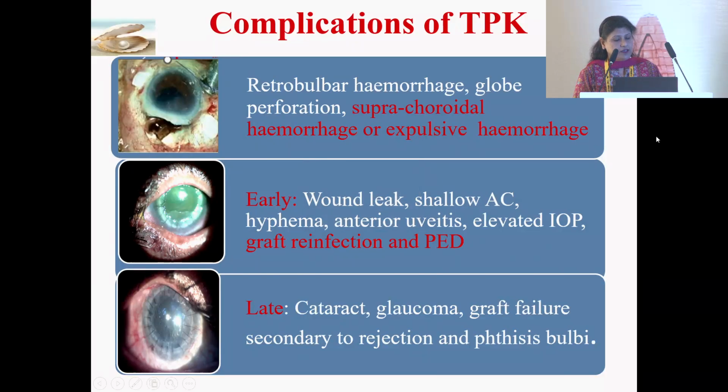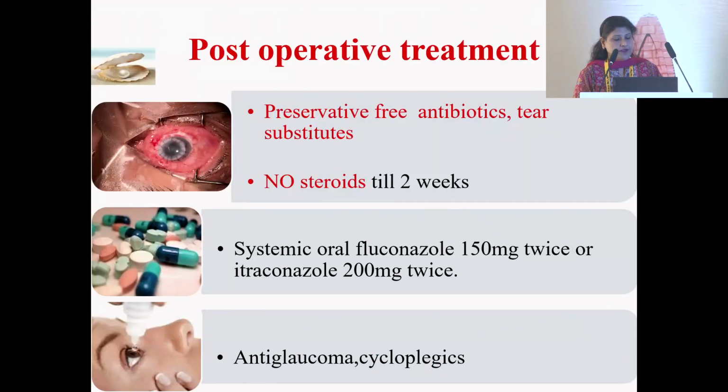In the early postoperative period, there can be wound leakage, shallow anterior chamber, as well as persistent epithelial defects, and IOP is the major thing. Postoperatively, we have to use preservative-free antibiotics and tear substitutes, no steroids if it is fungal, till 2 weeks, and oral fluconazole 150 twice and itraconazole 200 milligram twice can be used. Antiglaucoma medication and cycloplegics are a must in these cases.